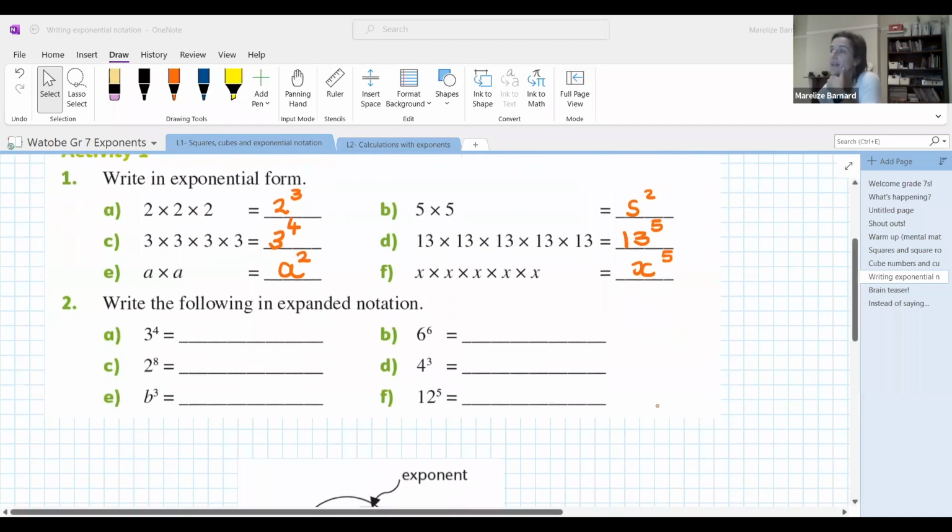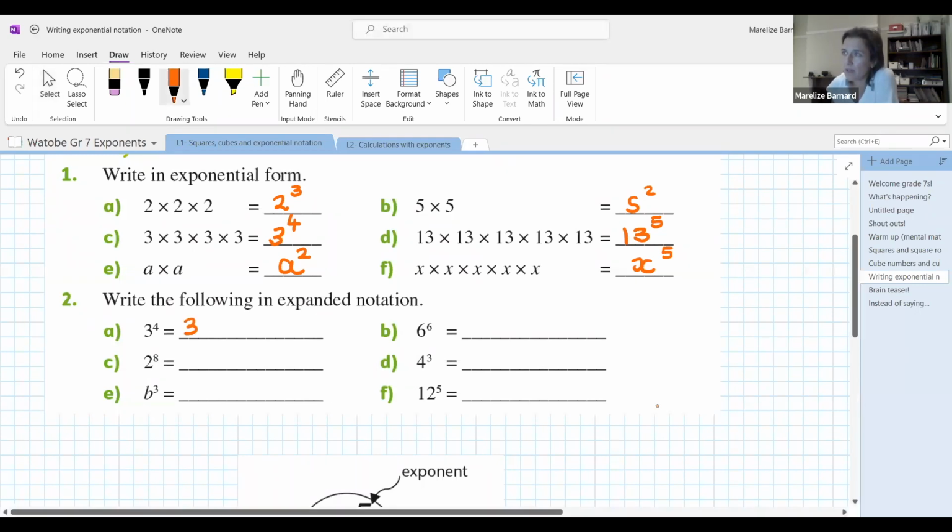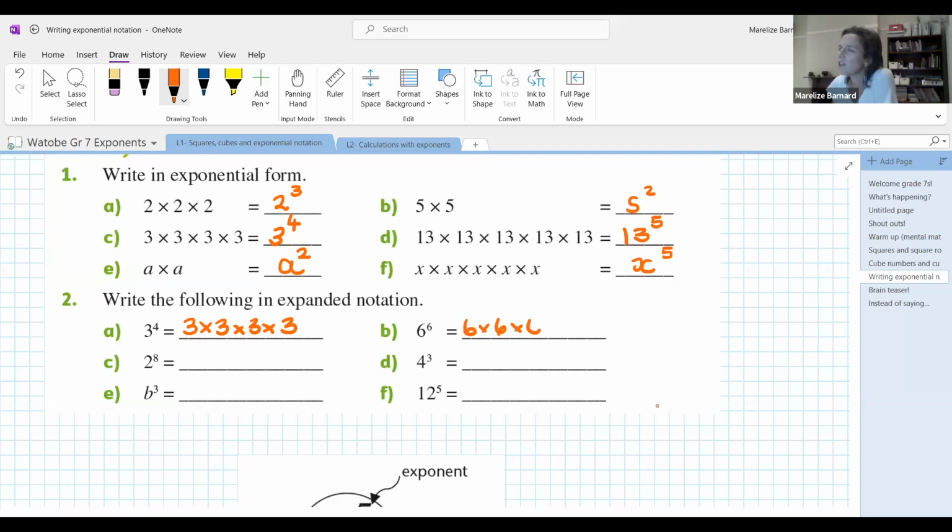Okay. Now, we can also do the other way around. We can say, okay, if we have 3 to the power of 4, then how many times is 3 being multiplied by itself? It's 3 times 3 times 3 times 3. And 6 to the power of 6, 6 times 6... You see, this is very tedious and time consuming and wasting ink. So we just use 6 to the power of 6. But what it means is that it's 6 multiplied by itself 6 times.